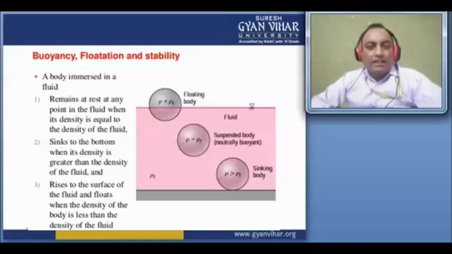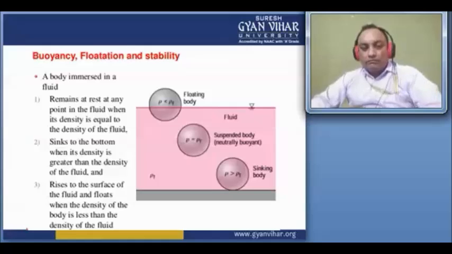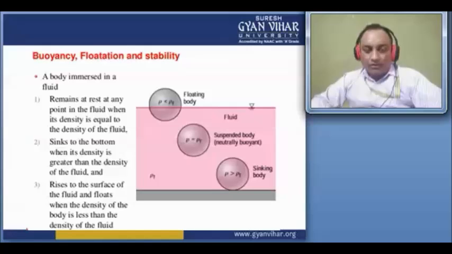Suppose in this figure three cases are given. In the first case, the density of the object is less than the density of water. In the second case, the density of the object is equal to the density of water, and in the third case, the density of the object is greater than the density of the fluid.